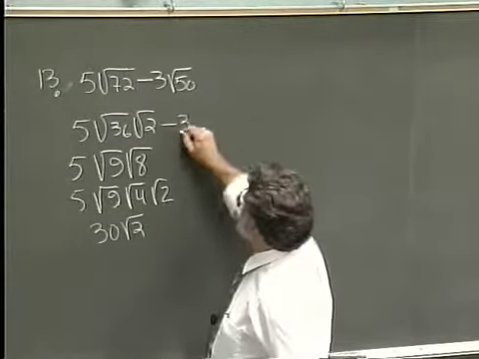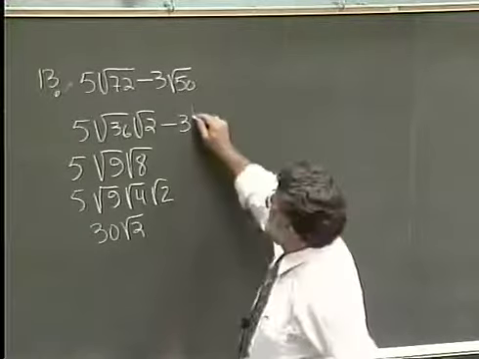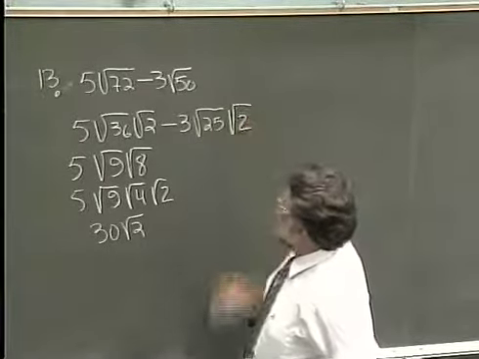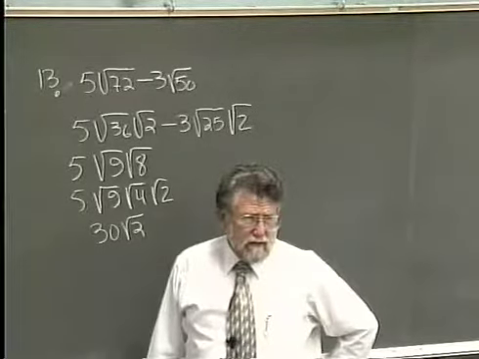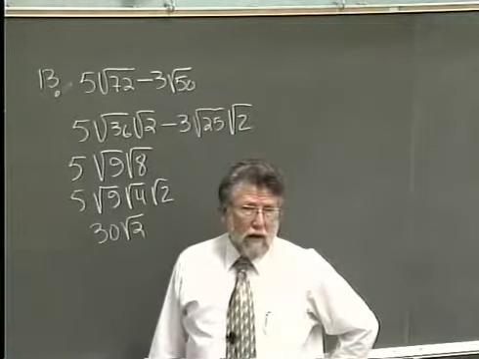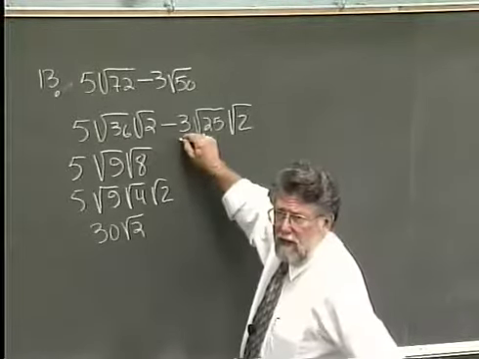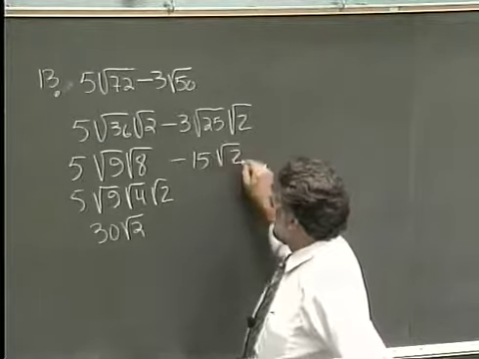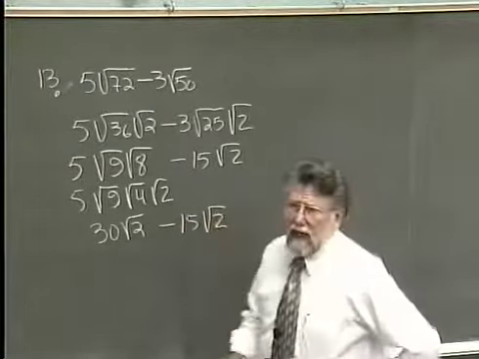Okay, next step. What about the 50? 25 and 2, that's probably an easier one to see as opposed to the 72. By the way, 5 and 10 is getting you nowhere, because 5 and 10, neither one are a perfect square. So the 5 and the 3, negative 15, the square root of 2. So down here I'm going to have negative 15, the square root of 2.